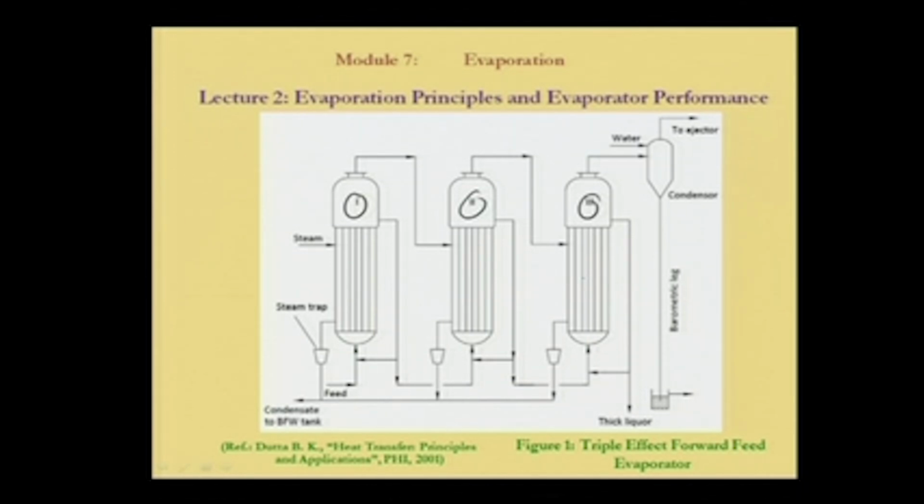In forward feed, we can see that vapor goes from this effect to this to this. That means the pressure in the first effect, second effect, has to be lower than the previous one, therefore the vapor will move to this region. So there should be a maintenance of smaller pressures in the subsequent effects. That is very important, not only for the smooth movement of the vapor.